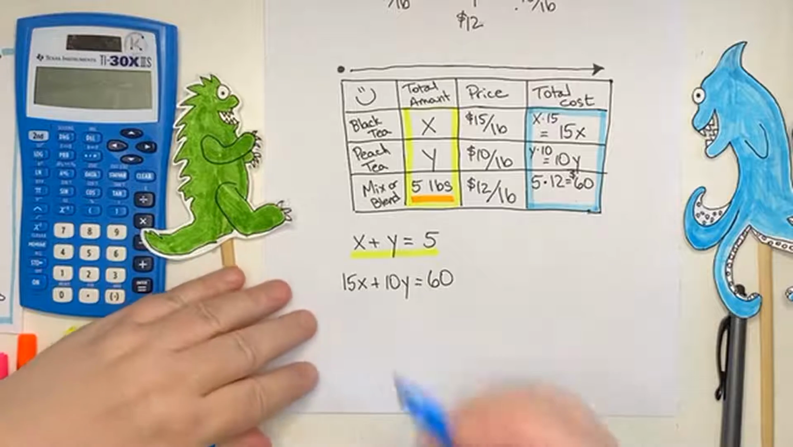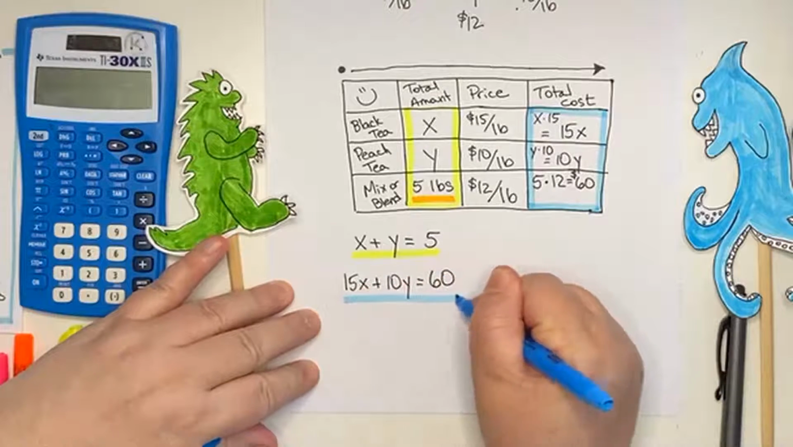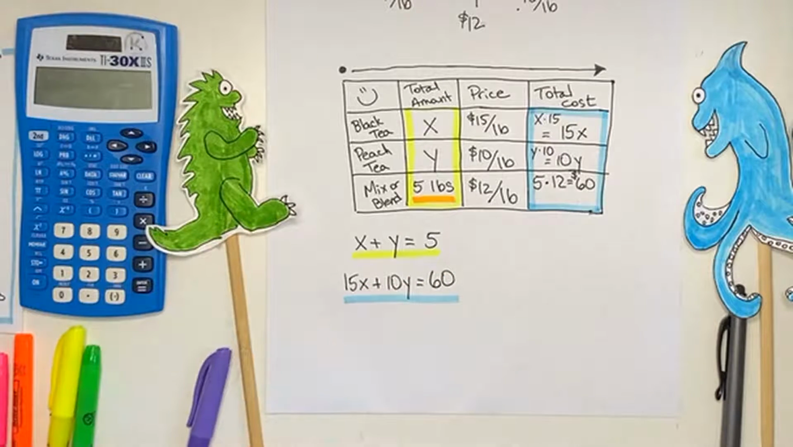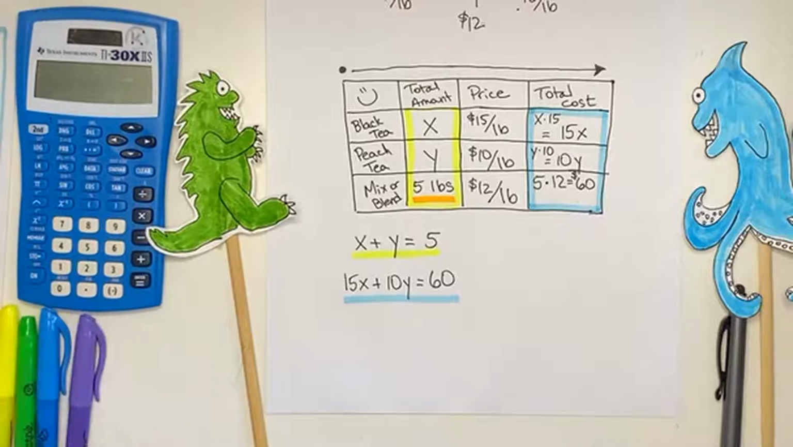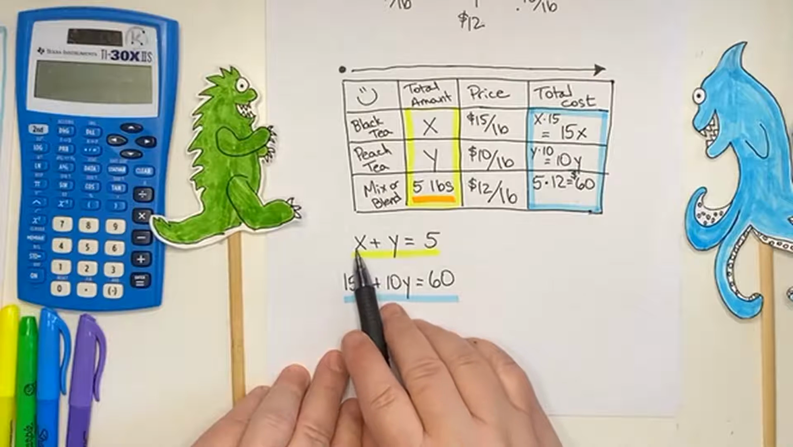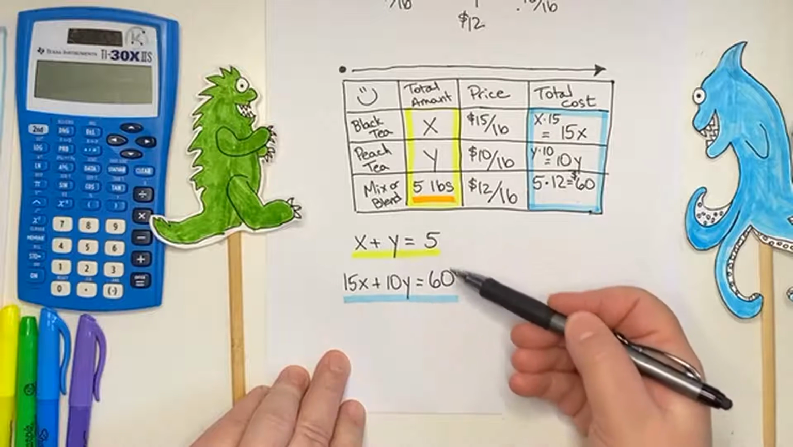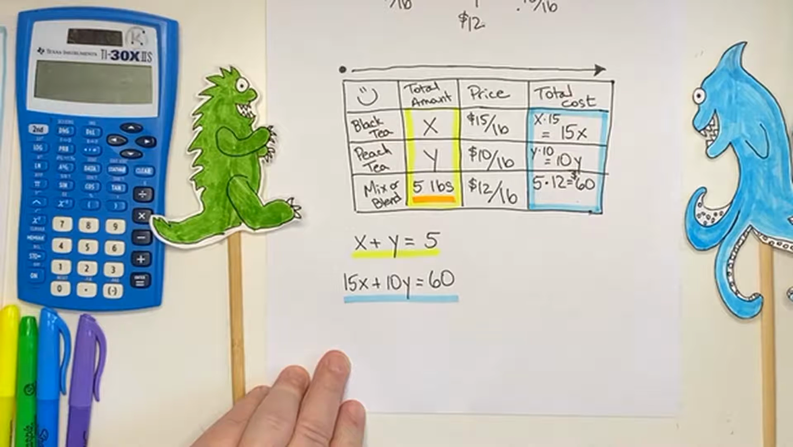Now, why do we need both equations? Well, the easy answer is we need both equations because, as I've mentioned, if you have two variables, you need two equations to know what's going on. It's kind of cool the way that works out.